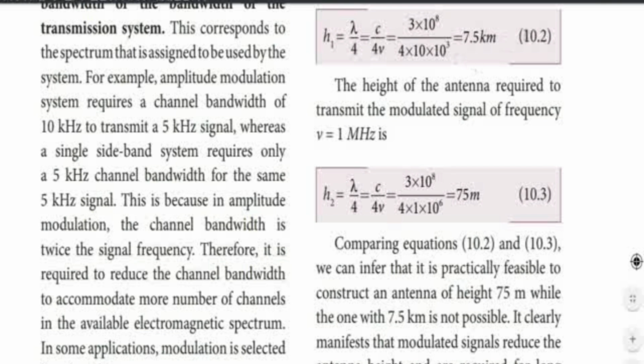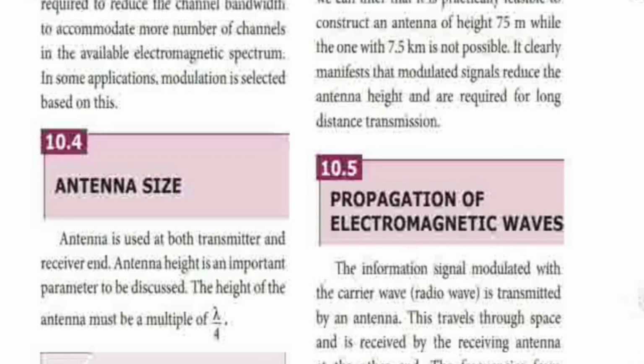So it is not possible to transmit the signal that way. That's why we modulate the signal, and only after that do we send it. So after modulation, you require only a 75 meter antenna. Using that we can transmit the signal. Right? So this is the antenna.